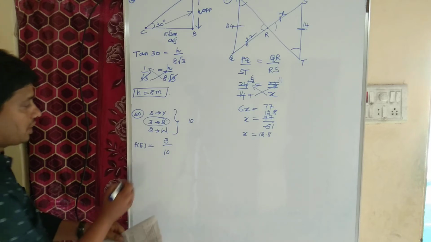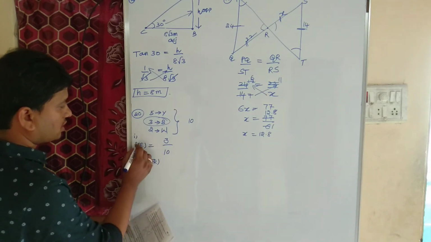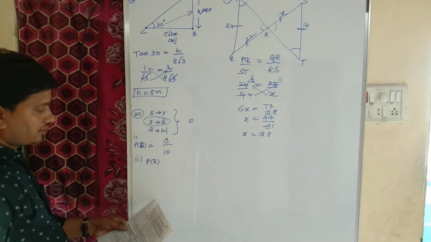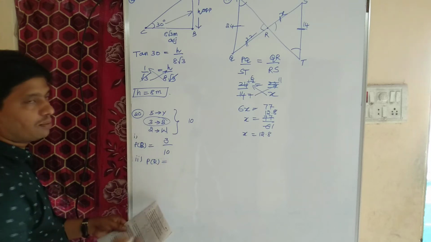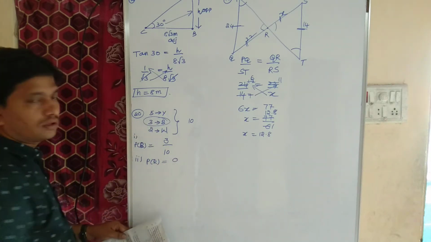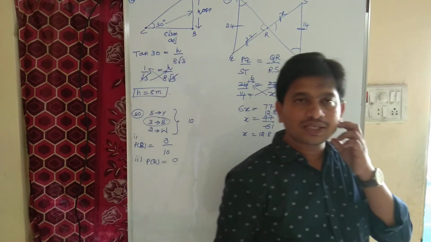Now coming to the second question, probability of getting a red ball. This is our blue ball, as blue balls are 3 and total number of outcomes are 10. The second one is, what is the probability of getting a red ball? Do we have any red balls here? So which is an impossible event? What is the probability of an impossible event? The probability of an impossible event is 0.